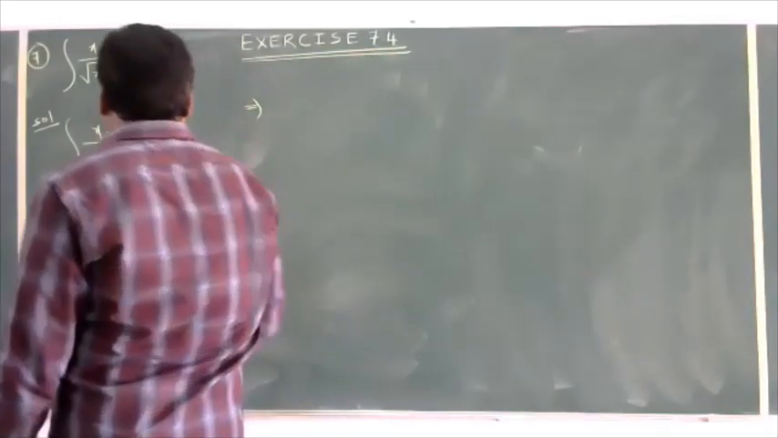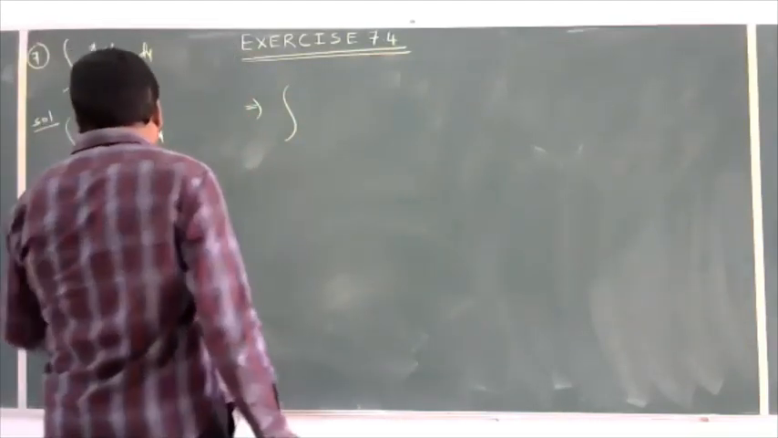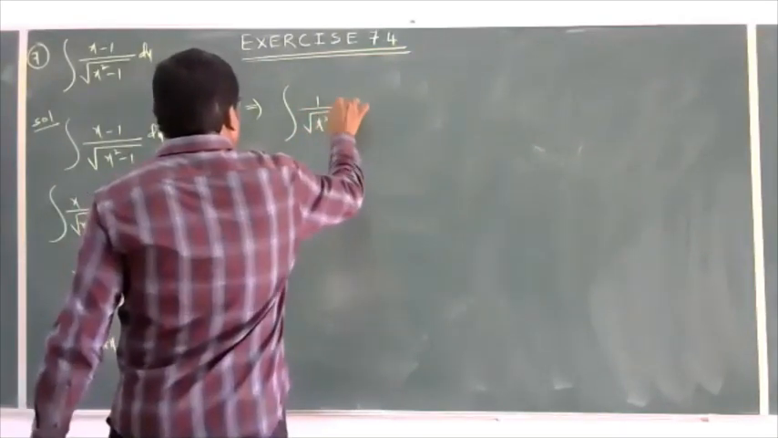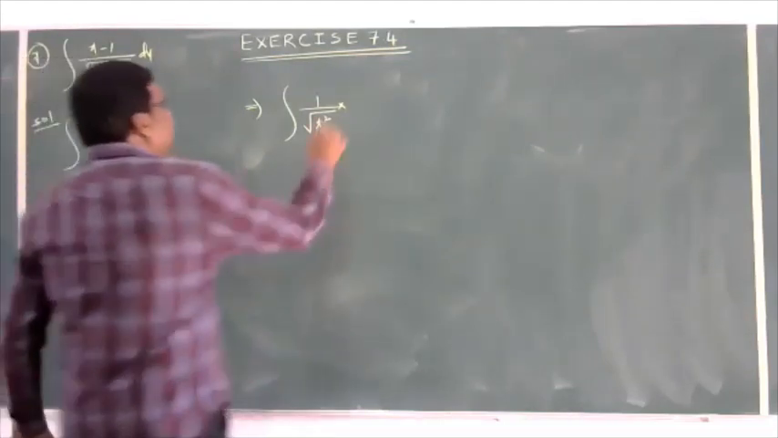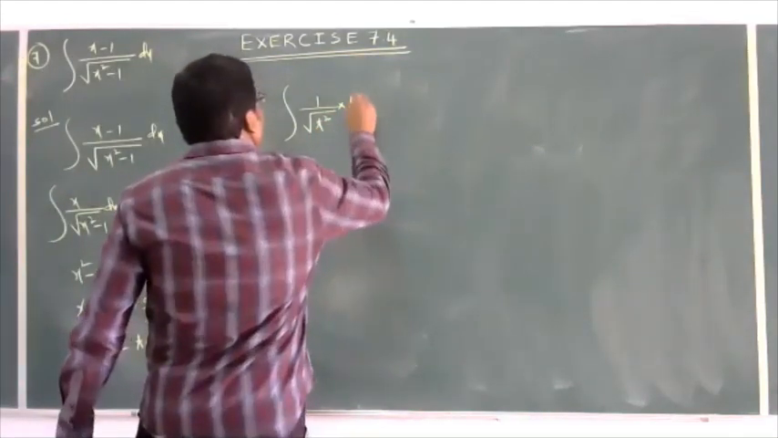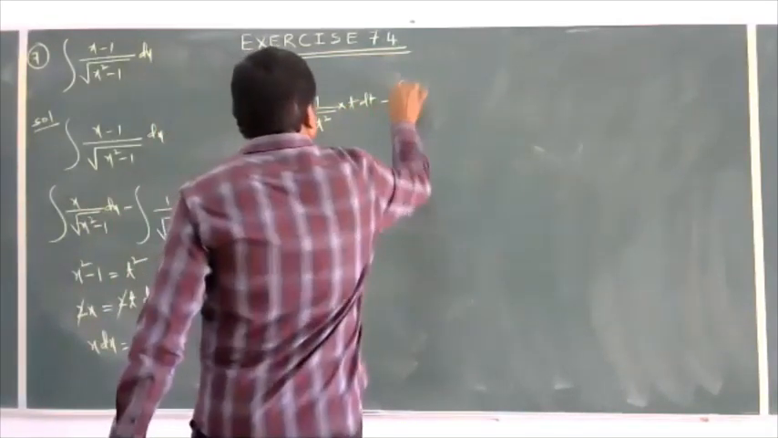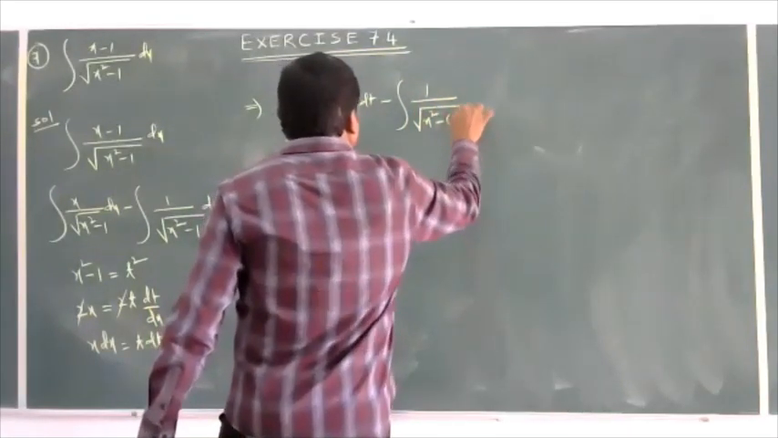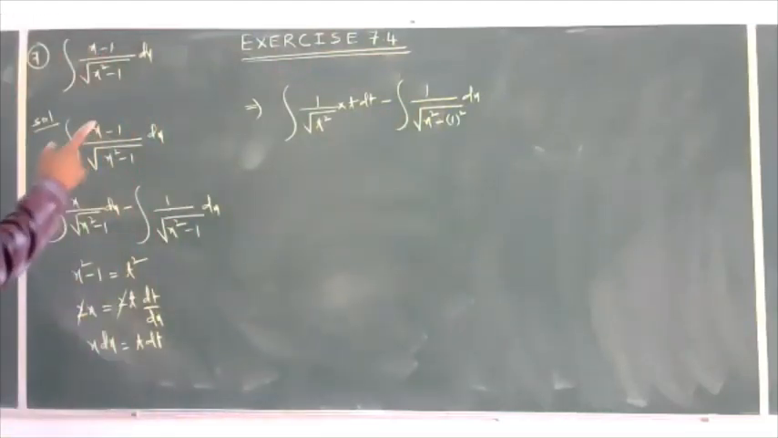That implies integral, here substitution, x square minus 1 is t square, 1 by root of t square into x dx is equal to t dt, minus integral 1 by root of x square minus 1 into dx. Here using the formula.